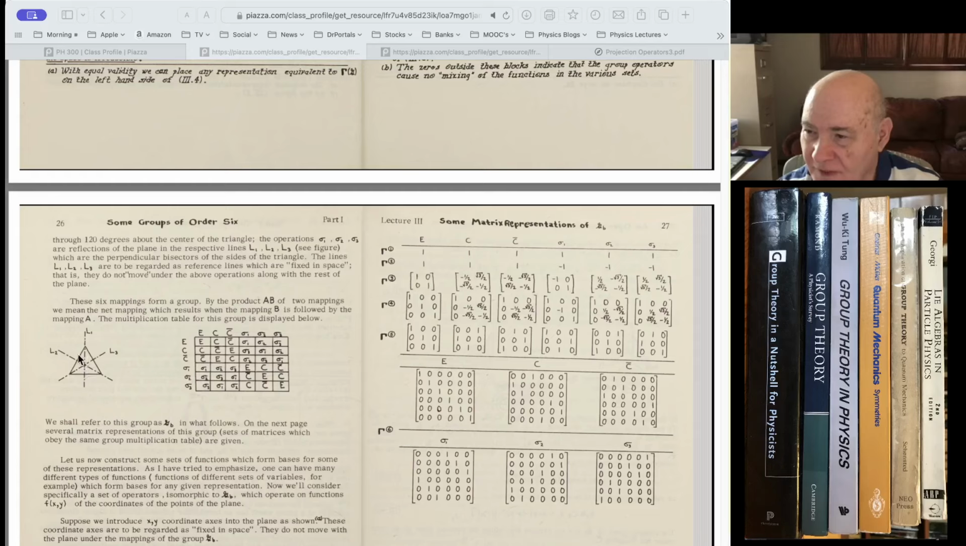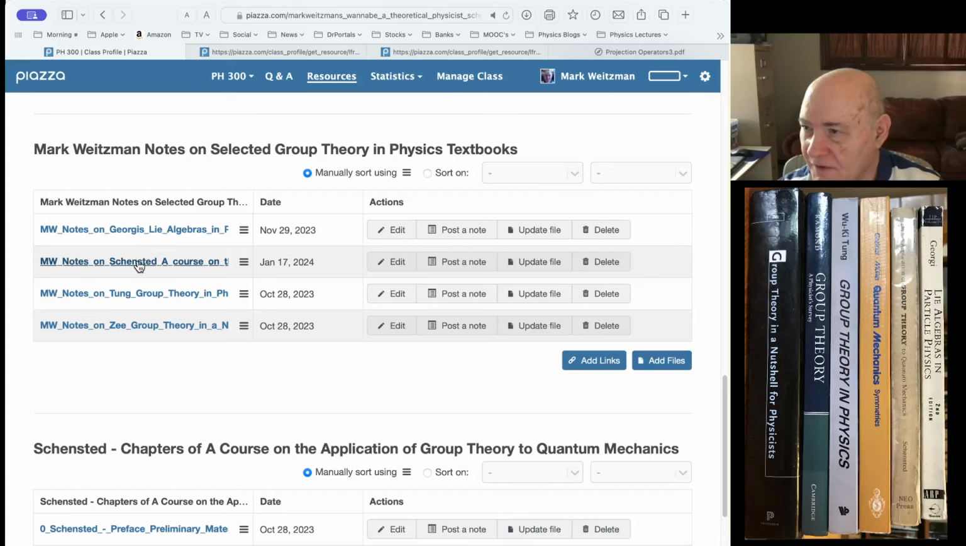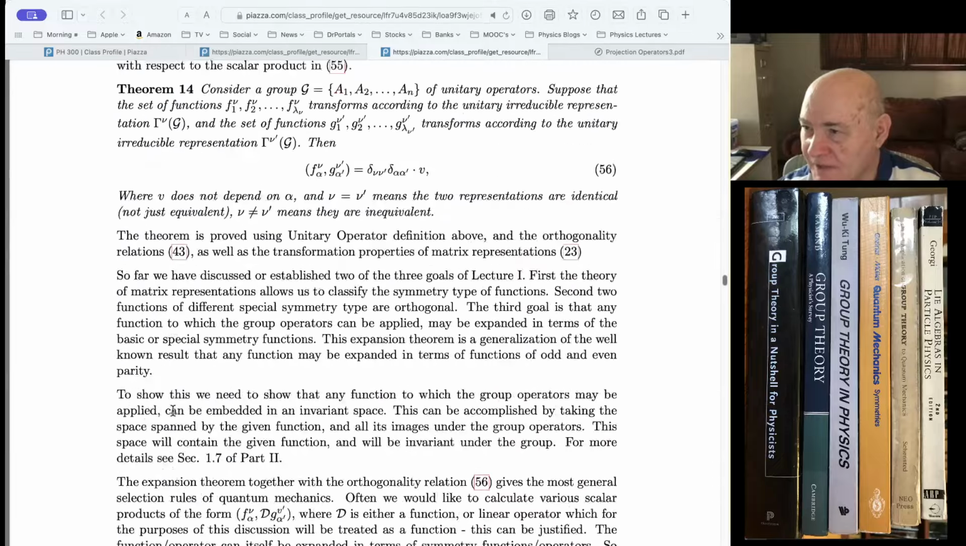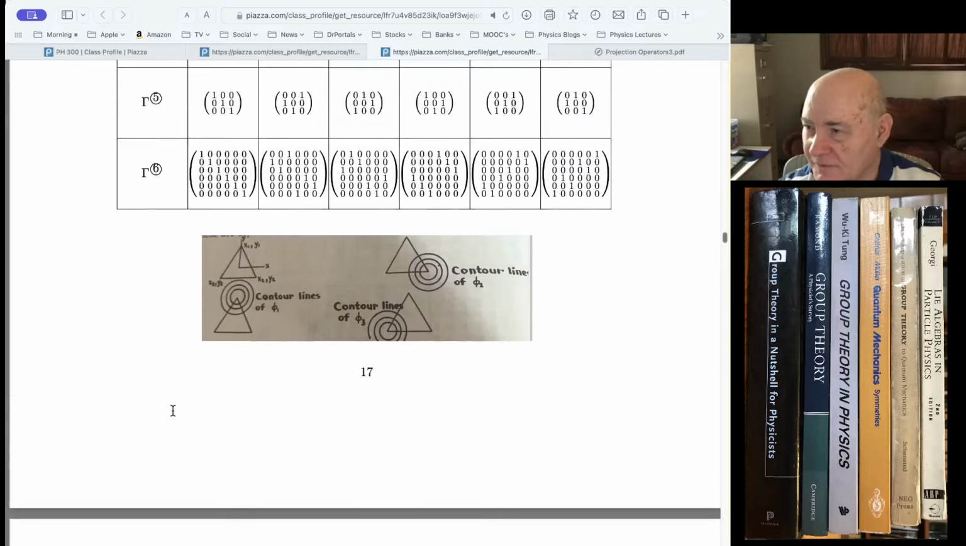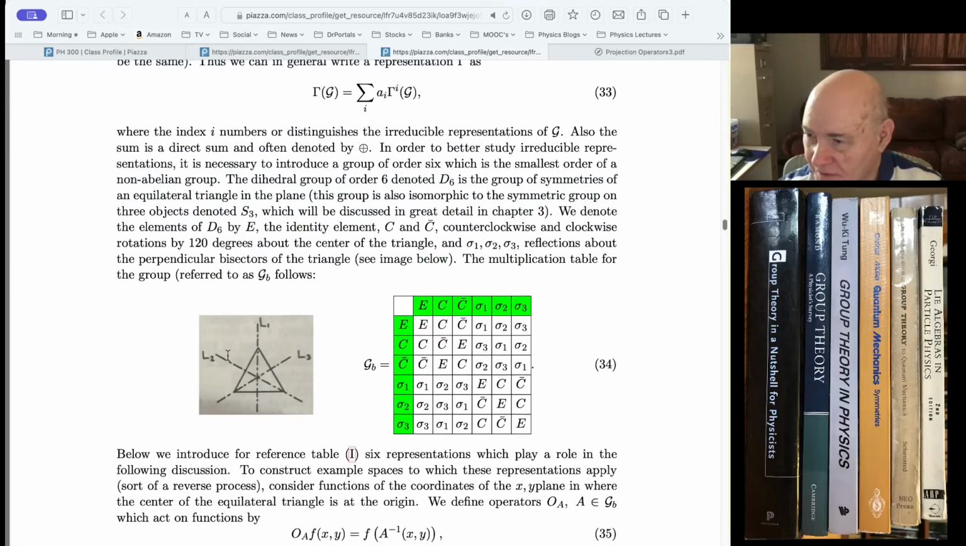So this is the dihedral group. This is the group multiplication table, and these will be representations I'll be referring to maybe a little bit later. But you can just follow along on the group multiplications here, or you can look at my notes. I have notes on Schensted, and they're about half the size, but I take the essential stuff from Schensted's book. And here's again the triangle, and here's the group.